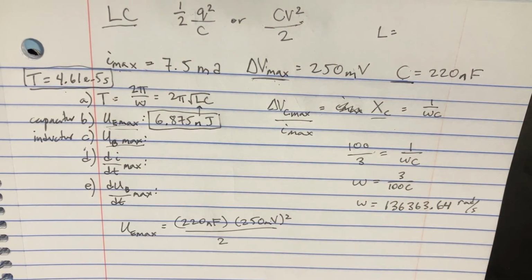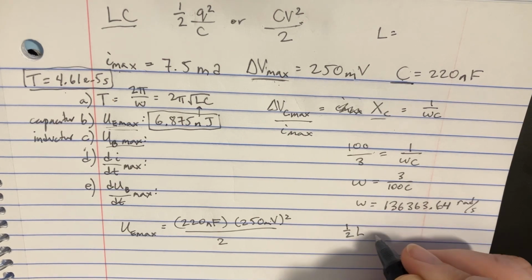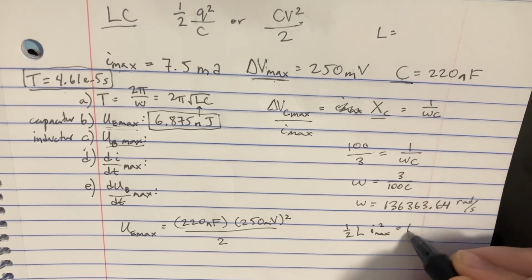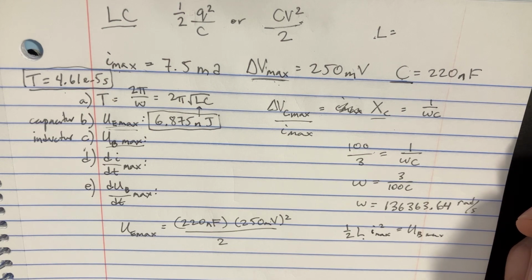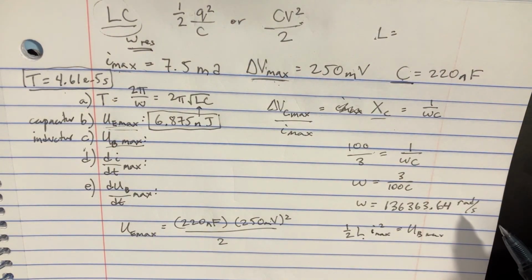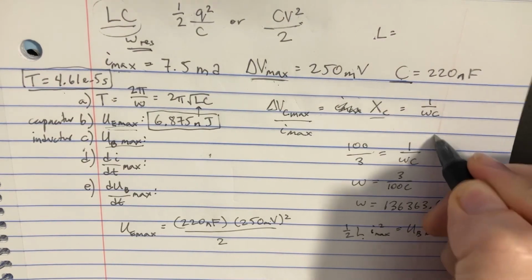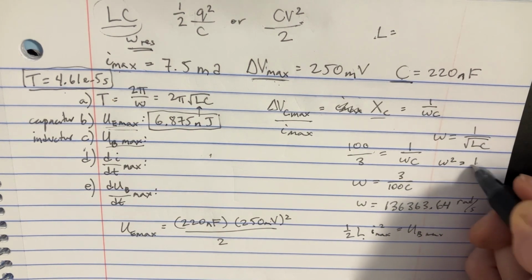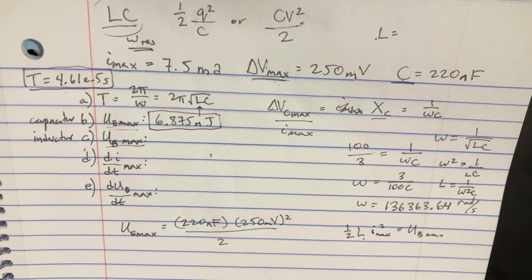And for the UB max, well, UB max is going to be more like 1/2 L I squared. And this would probably be a max, right? So that would be the UB max. And we still don't really know what L is, but we do know that an LC circuit has an oscillating frequency as the resonance. So we're able to say that that W is actually equal to 1 over square root of LC. So we can rearrange this. W squared equals 1 over LC. And then we could solve for the inductance equals 1 over W squared C. So let's use that equation to figure out what the inductance is.